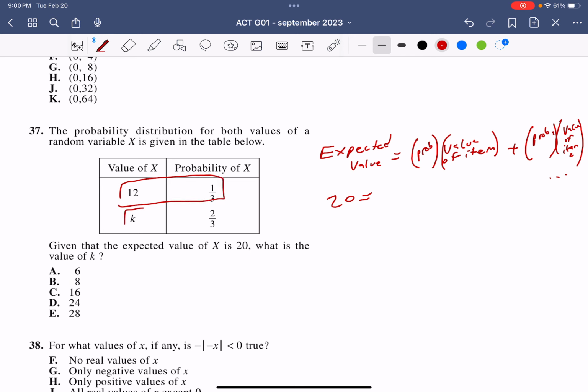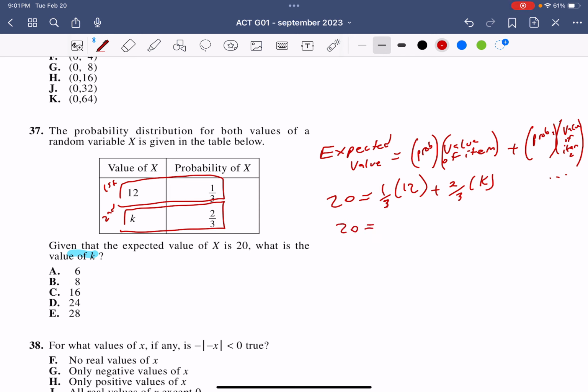For the first item, the probability of getting it is 1/3, and the value of that is 12. And the probability of getting the second item is 2/3, and the value of that is k, and we're asked to solve for k here. This looked like a challenging problem, but it turns out to not be so bad. So we're going to simplify this.